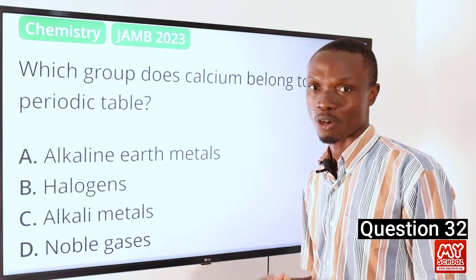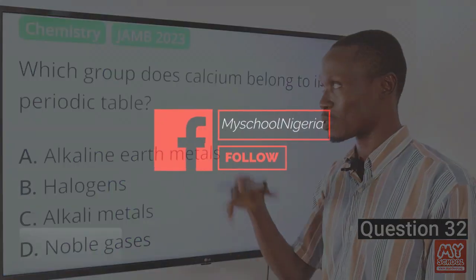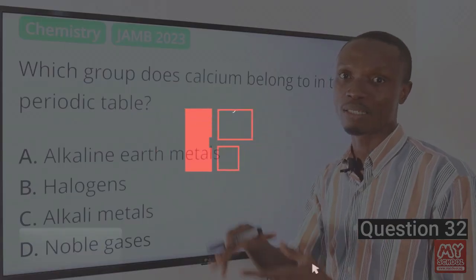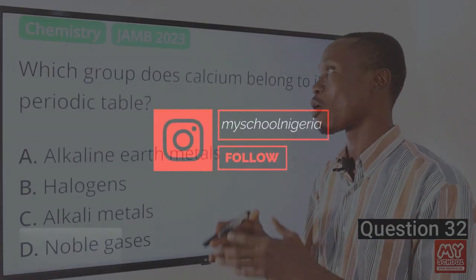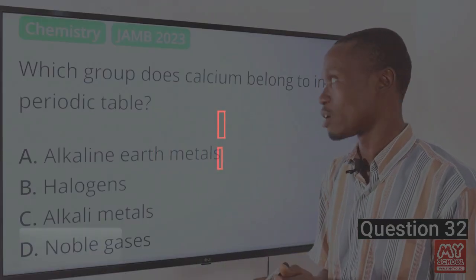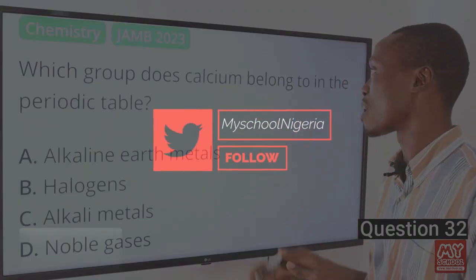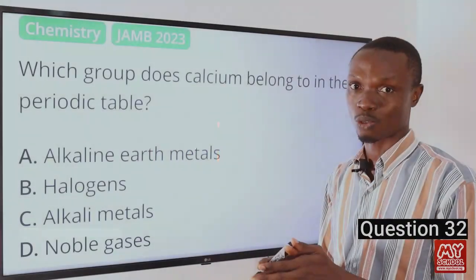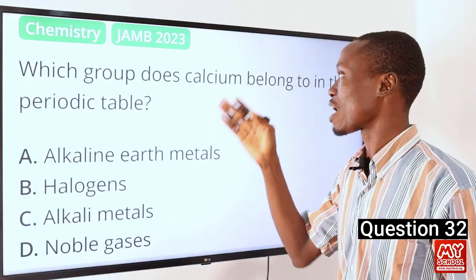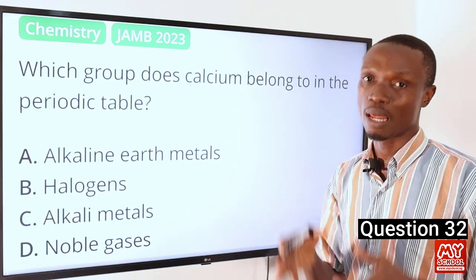Question 32. Which group does calcium belong to in the periodic table? In the periodic table, elements are grouped based on the number of valence electrons on the atom's shell. Calcium has 2 valence electrons on its outer shell. Hence, calcium is found in group 2 elements.